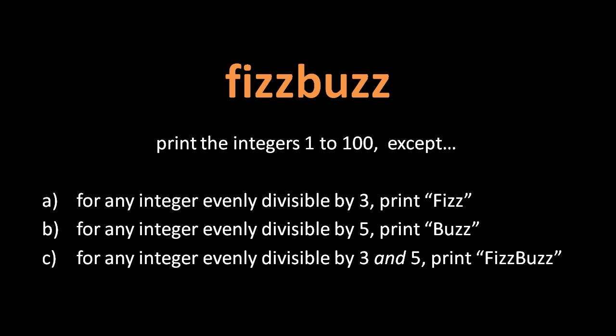Now that we've introduced loops, we can write another traditional simple program called FizzBuzz. The FizzBuzz program simply prints all of the integers from 1 to 100, except instead of any integer evenly divisible by 3, the program prints fizz, and except for any integer evenly divisible by 5, it prints buzz. And then for any integer evenly divisible by both 3 and 5, the program prints FizzBuzz.